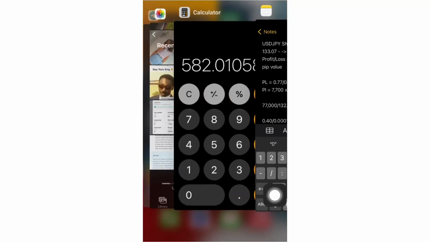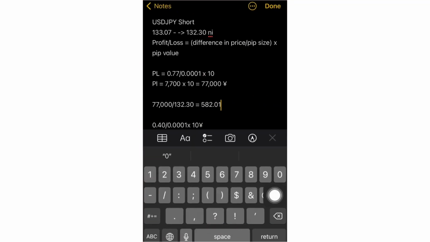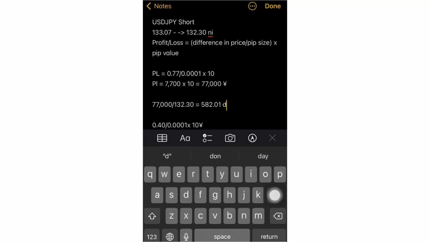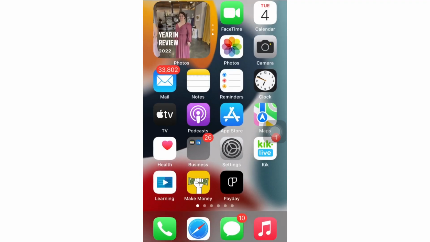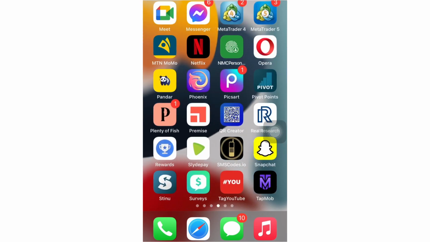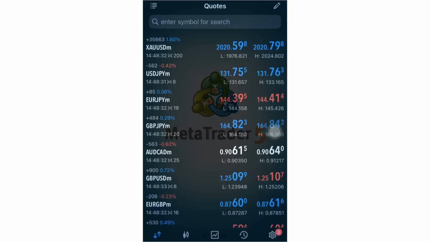Let's say 0.0 approximately 1, right? This is what you're going to have in dollars. It now becomes dollars. So when this trade, where is the trade? I close it.